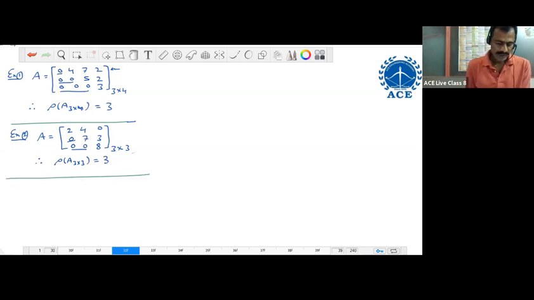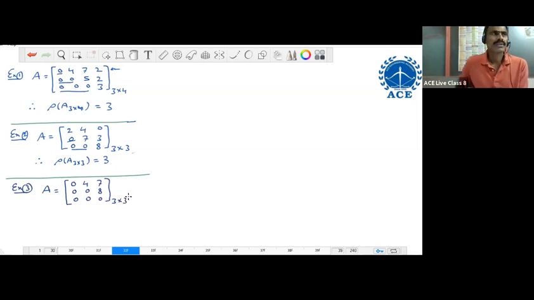Next, example number 3. Matrix A equal to 0, 4, 7, 0, 0, 8, 0, 0, 0. A 3 by 3 matrix. Along the first row, the first non-zero element is 4. Before this non-zero element, how many zeros are there? Only 1 zero in the first row.